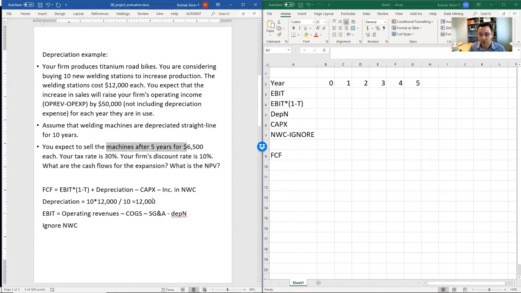So the depreciation we just solved for is going to be $12,000 per year for as long as we have the welding machines. One thing to remember is that you don't depreciate when you buy the assets. So you buy things today at time 0. There shouldn't be any expenses at time 0. Let me write that as a reminder.